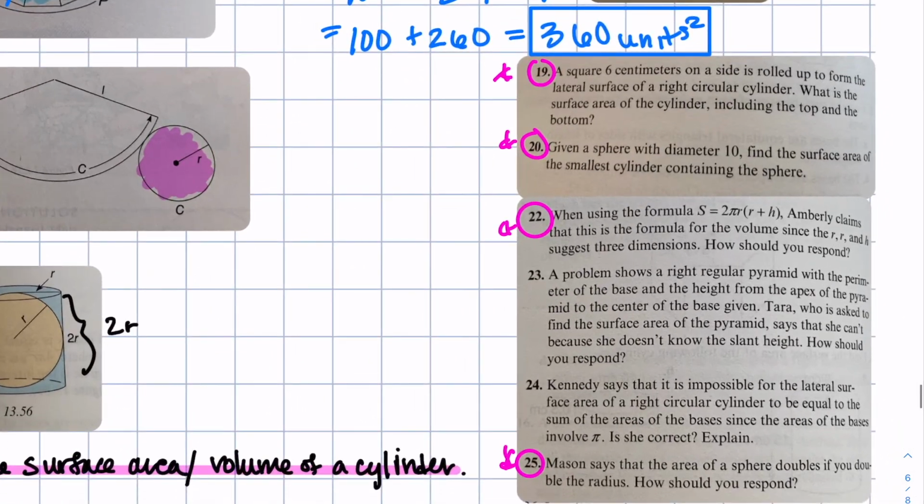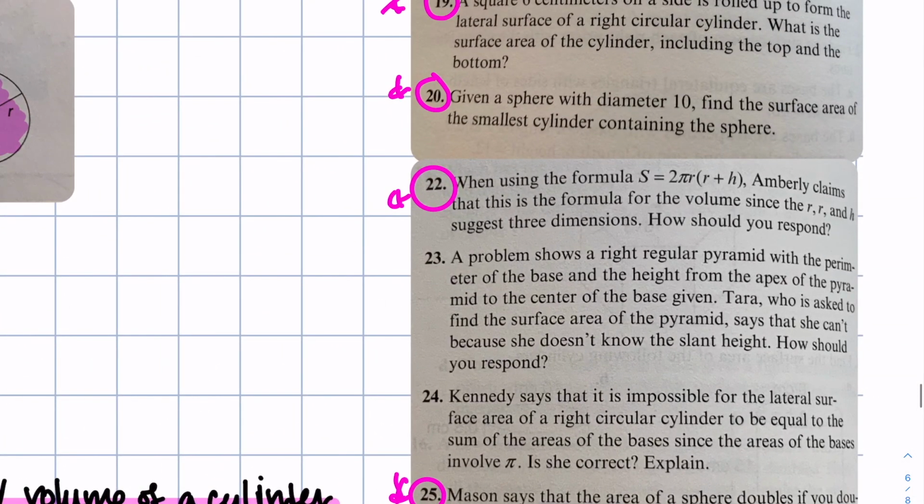So just to point out, there are a few exercises towards the end of this chapter. I think 19 and 20 are coming from part A, if you're looking for them, of section 13.3. I really like 19 here. It says a square that's 6 centimeters on its side is rolled up into the form of the lateral surface of a right cylinder. What is the surface area of the cylinder? So kind of going backwards.